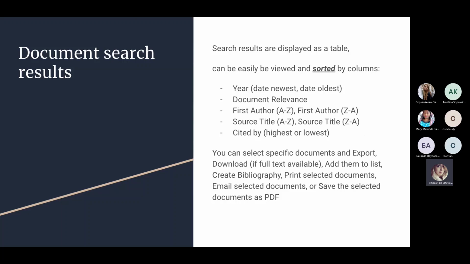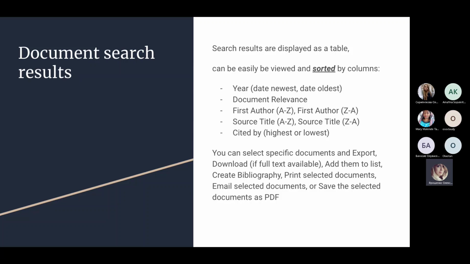You can select specific documents and export them, download them if the full texts are available, add them to lists, create a bibliography, create reference lists, print selected documents, email selected documents, save the selected documents as a PDF. What does it mean to save selected documents as a PDF?